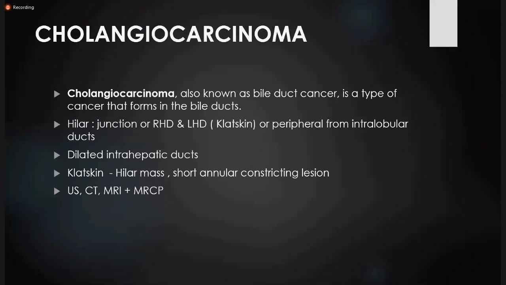Cholangiocarcinomas are the cancers of the biliary channels. The most common is the hilar one, which involves the junction of the right and left hepatic ducts. It's called a Klatskin tumor, and it leads to dilated intrahepatic ducts. Again, ultrasound, CT, and MRI are the modality of choice, along with MRCP images.